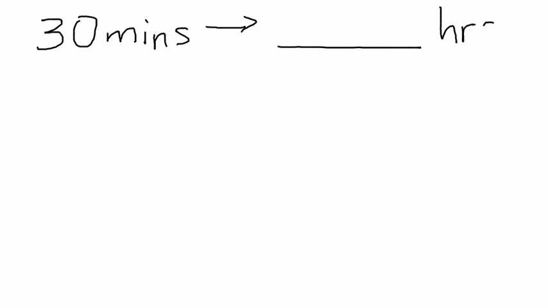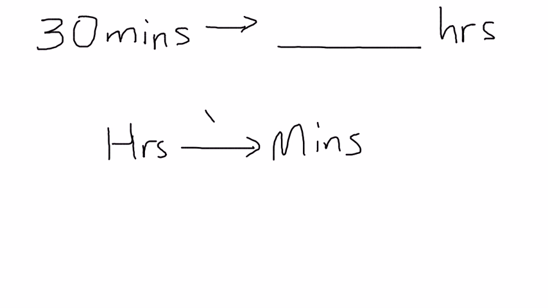Let's take a look at 30 minutes. I want to change 30 minutes into hours. How do I do it? Okay, remember just now when I said previously we did hours to minutes. Then what did we do? We multiply. Now we are taking minutes, we are going back to hours. So it's an opposite. What is the opposite of multiply? That is divide.